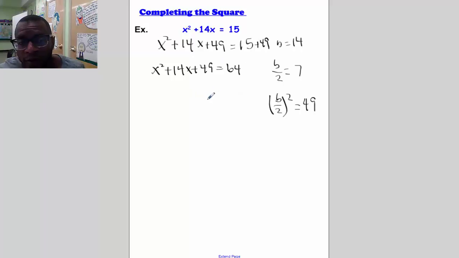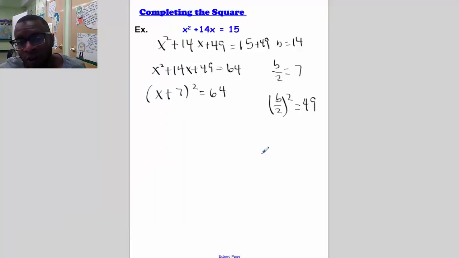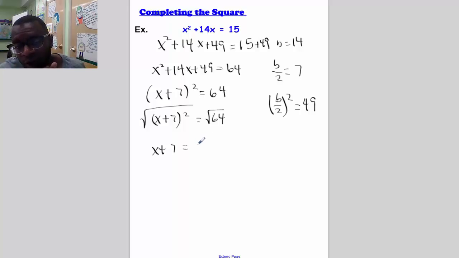And now I'm going to factor the left-hand side. So when I factor, I get x plus 7 squared. Okay, and that's equal to 64. And now we've seen how to solve quadratics that involve square roots. So I'm going to take the square root of both sides. Okay, and so on the left-hand side, I get x plus 7. And on the right-hand side, I need the square root of 64, which remember we must always write plus or minus and whatever the square root is. So here in this case, it's going to be plus or minus 8.